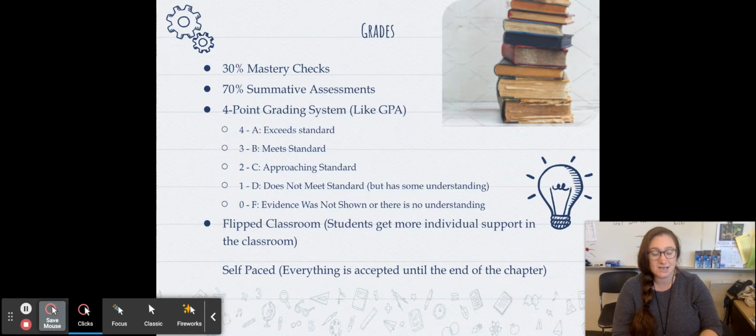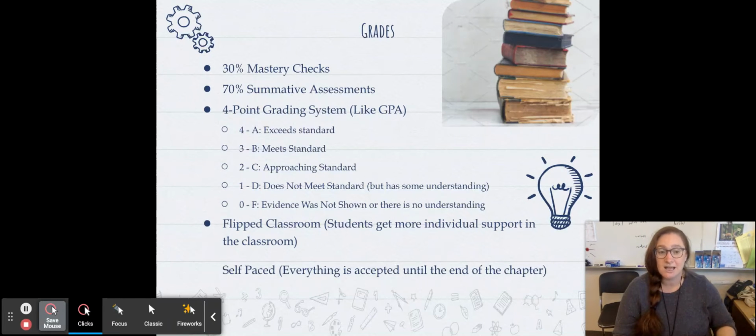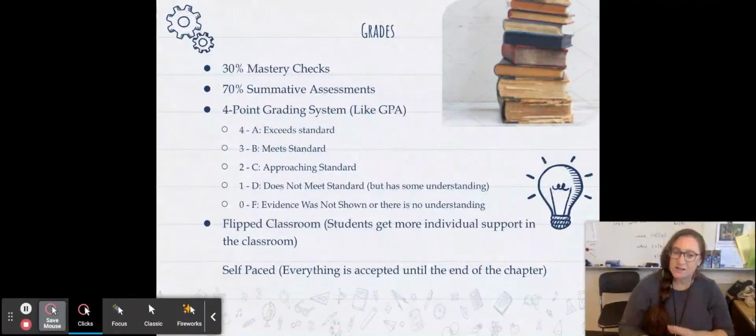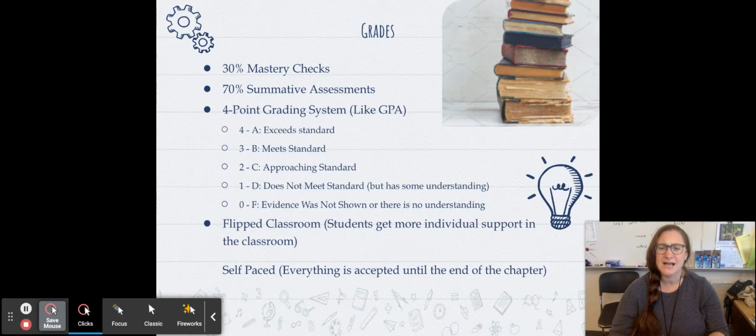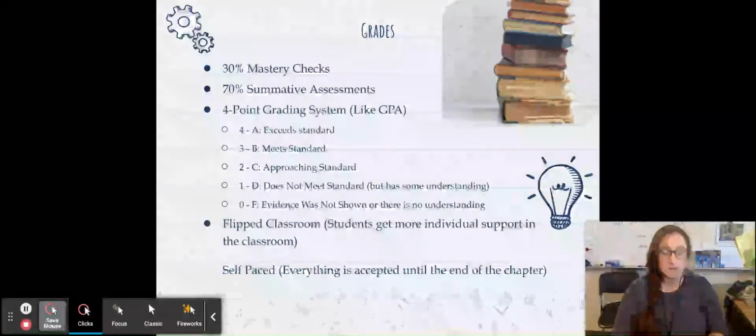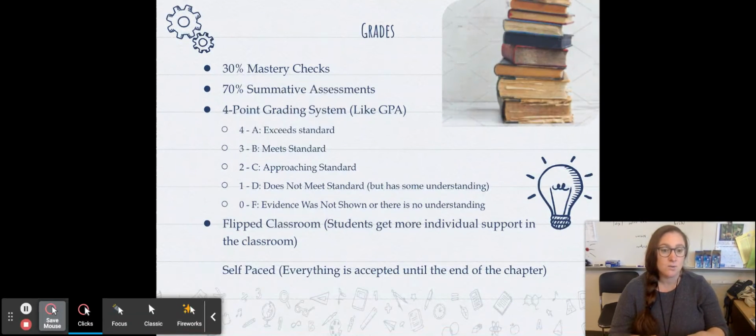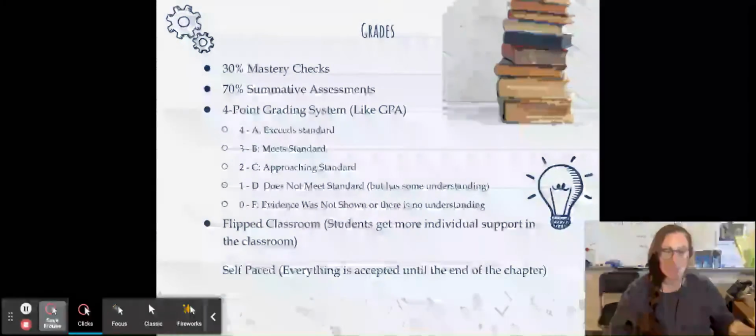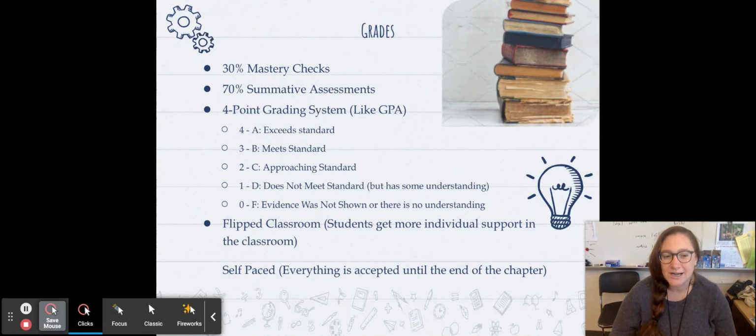So all the mastery checks are due at the end of the unit. So that's when they don't get a chance to retake them anymore. So there are still due dates, but it's a lot more flexible. So the flipped classroom, being self-paced, this grading model are all really about this being a bit of a strange year. We're hoping that this flexibility and the focusing on understanding the objectives rather than homework and student behavior is better for this year and getting back into the groove of school, and also understanding that life is happening around us and that we need a little more flexibility right now.